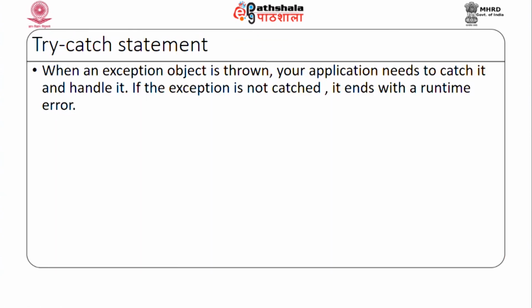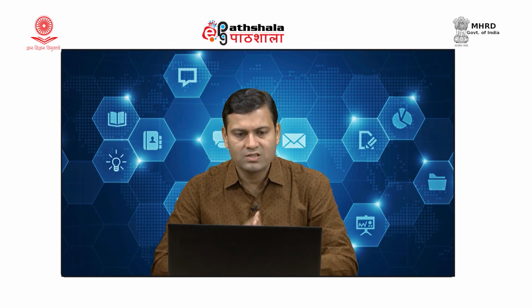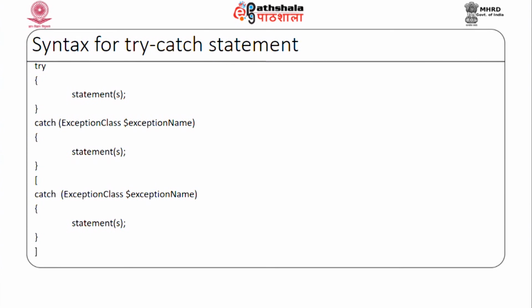Now, to handle the exception you have to use a try-catch statement. When an exception object is thrown, your application needs to catch it and handle it. If the exception is not caught, it ends with a runtime error. We use exception handling so that our program will either terminate gracefully or display a proper message and then terminate, and that is why you need to catch it. So, what is the general syntax for the try-catch statement?